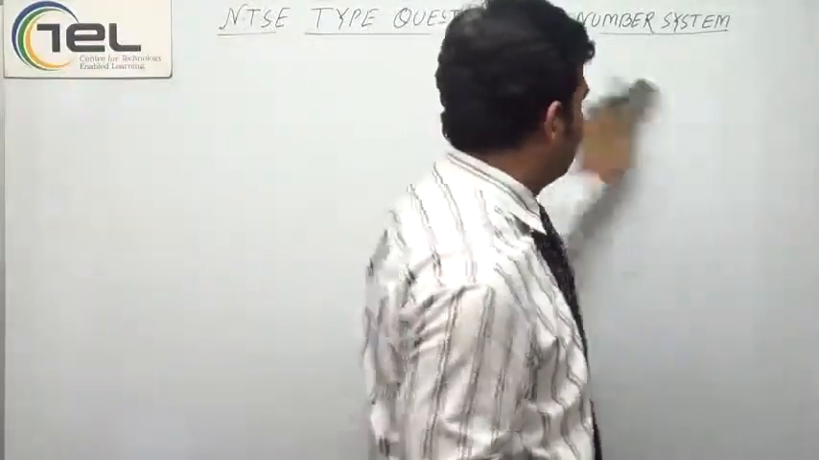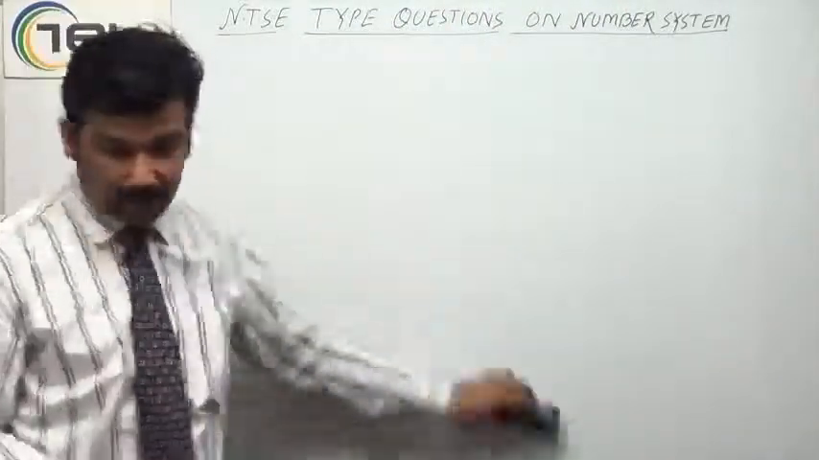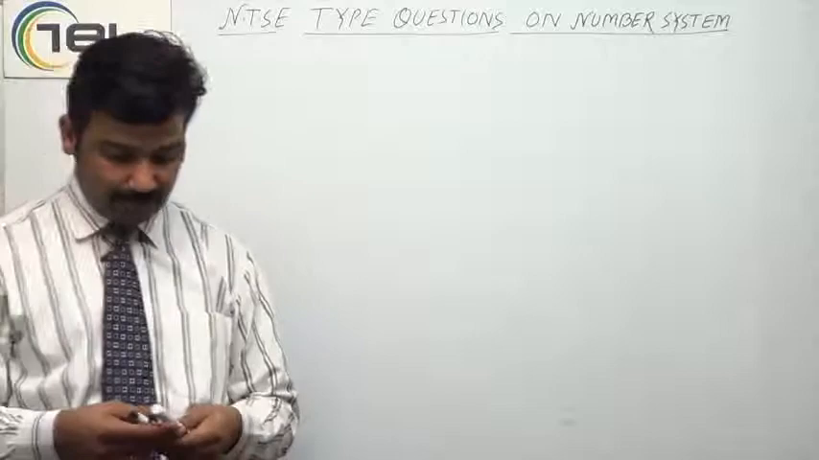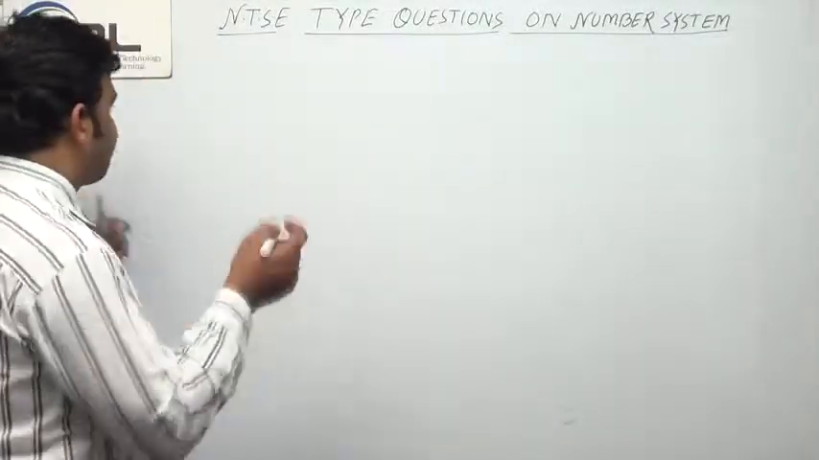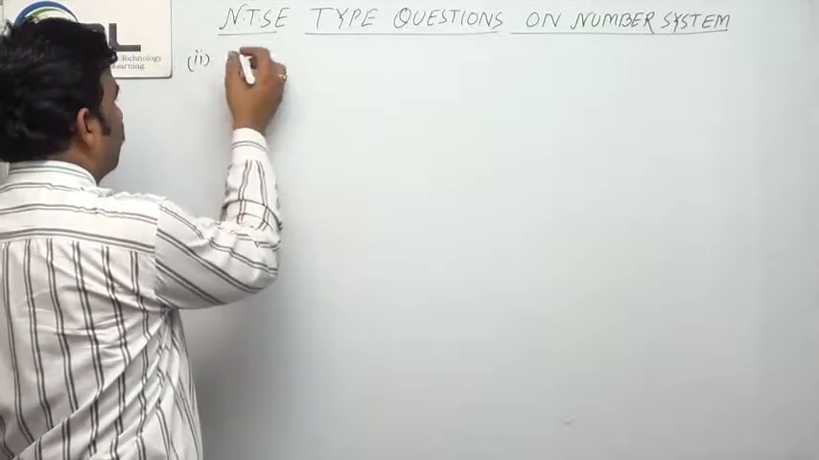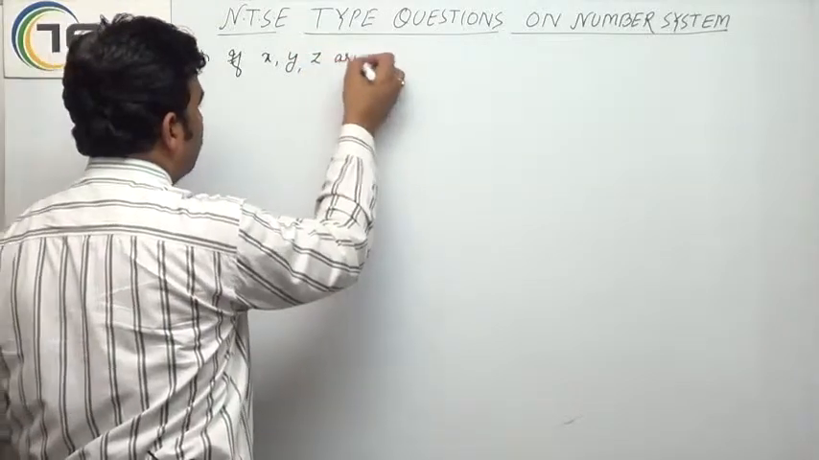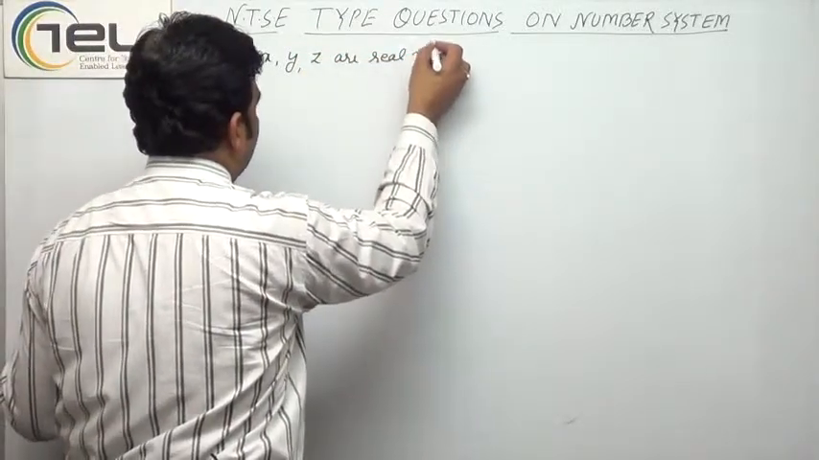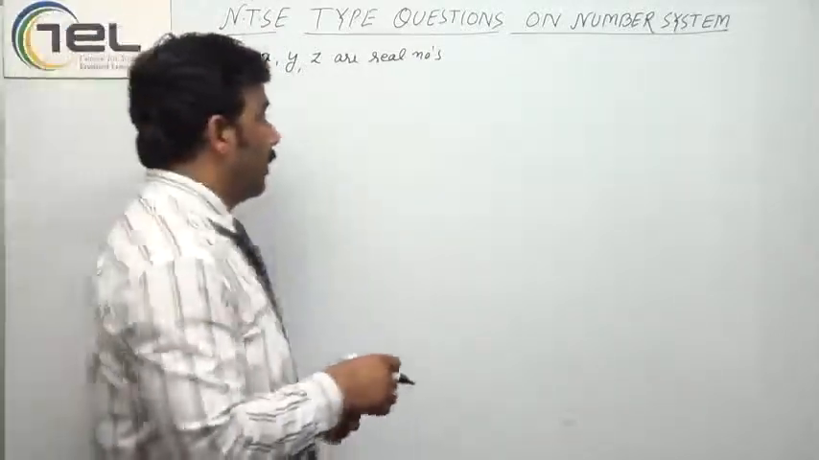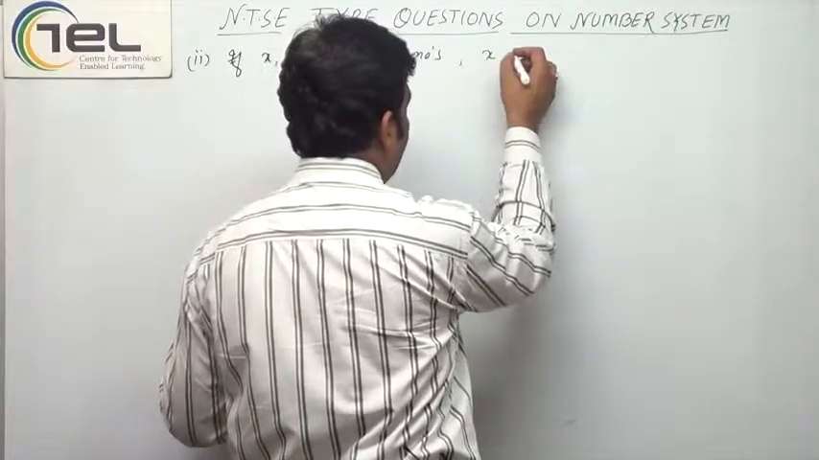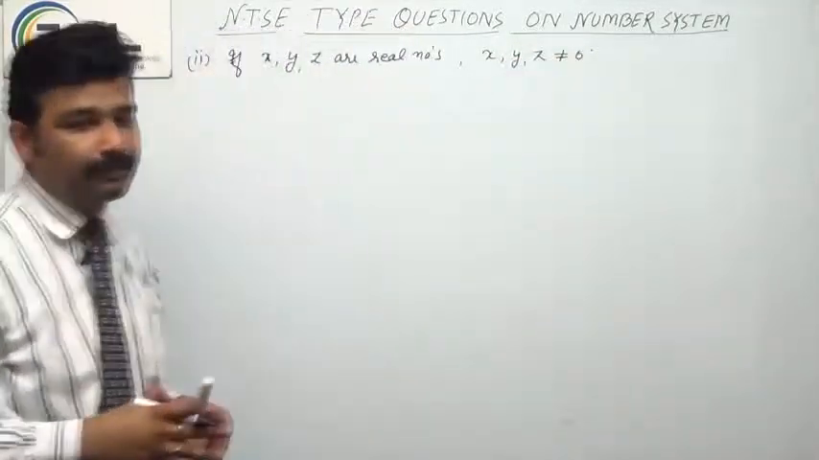I have taken some questions which are subjective also. I am not taking all the questions to be objective. Now, I have the second question. If x, y, z are real numbers, and they are not equal to 0.